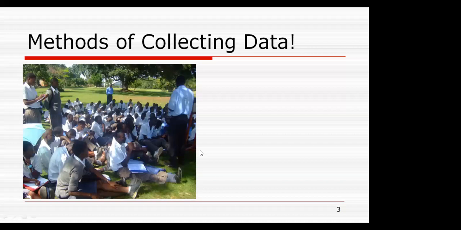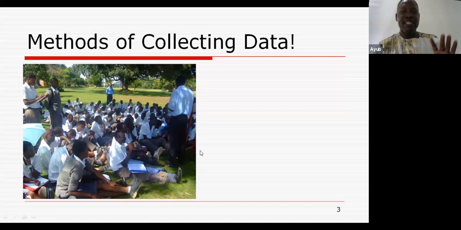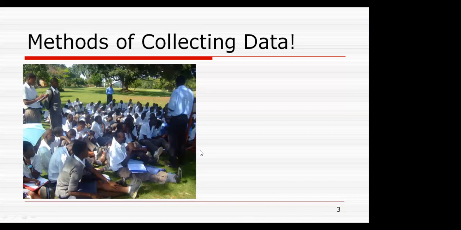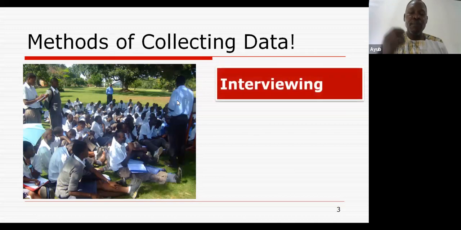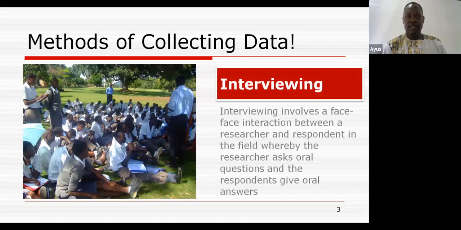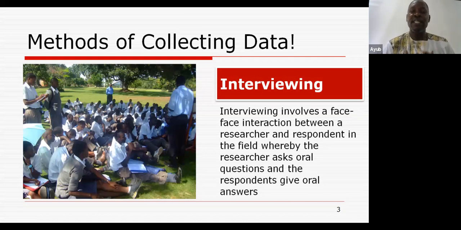Okay, and then the instructor. So yes, we are seeing students, they are seated, some are writing, and there is someone who appears to be talking to them. So this was not their teacher, it was someone they found in the field. And that method of study, where you find out information by asking questions, is what we call interviewing.